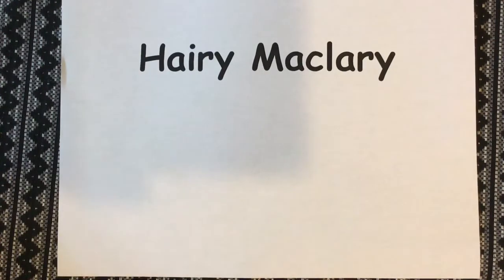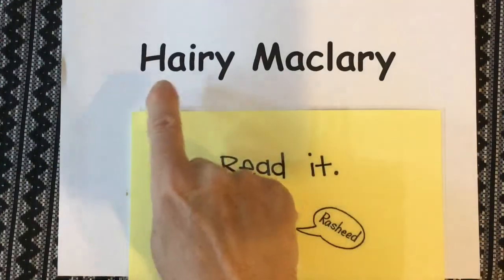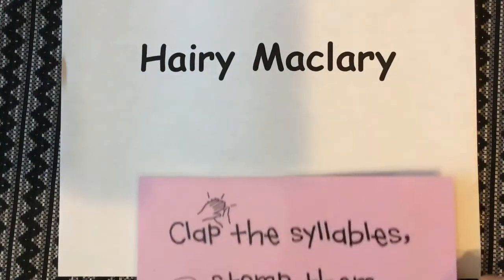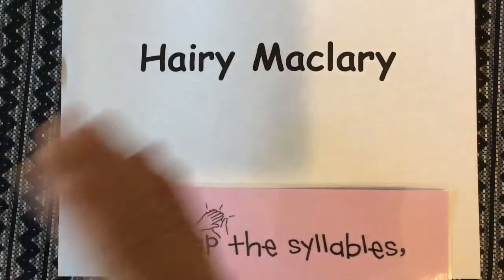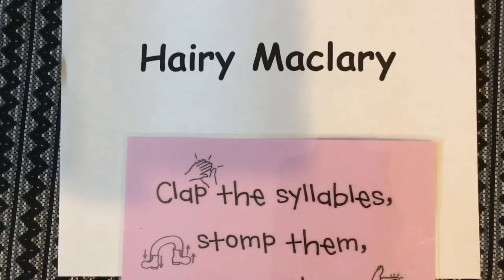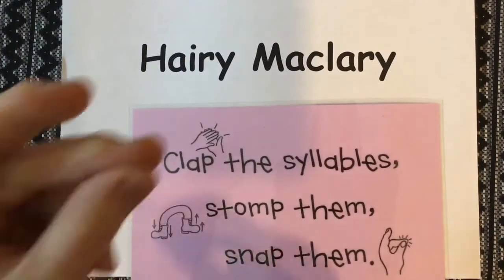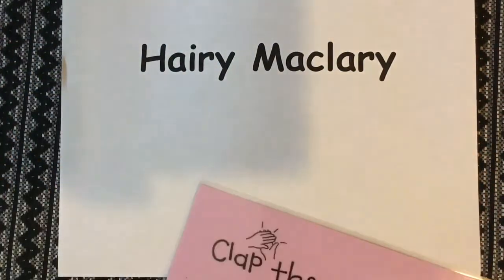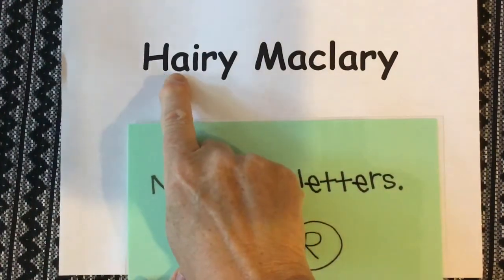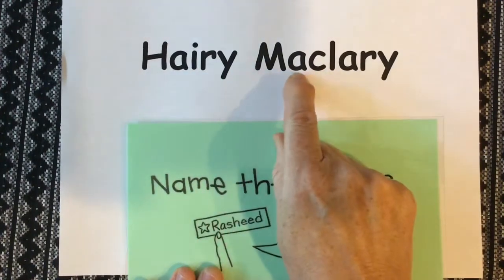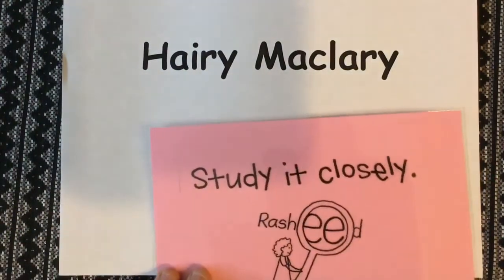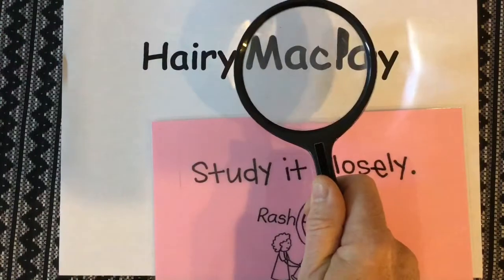And when we study a name, the first thing we do is read it. Okay, Harry McCleary. Next, we clap the syllables. Let's see. Harry McCleary. Okay, then we could stomp them. Harry McCleary. Then we could snap them. Harry McCleary. Okay, next we just name the letters. H-A-R-R-Y, M-A-C-L-A-R-Y. Okay, next we might want to study it more closely.